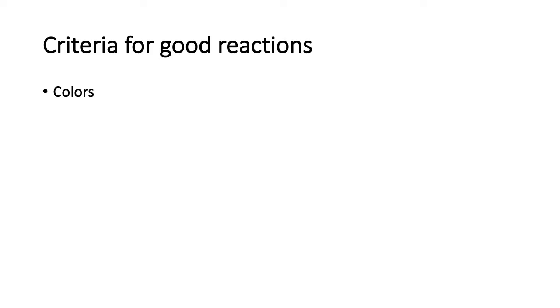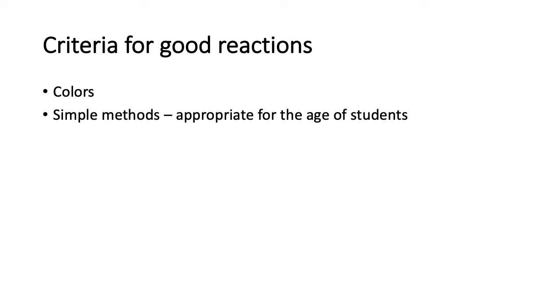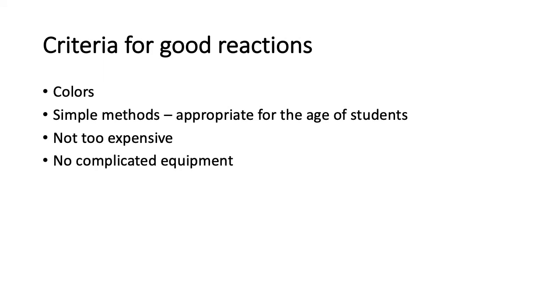Obviously, they have to have colors, and the methods are going to be simple, or simple enough for the age of the student. So that's A-level students for outreach, first year chemistry, foundation year chemistry. They can't be too expensive. The chemicals can't be that expensive. Neither can the equipment. Can't be complicated or expensive equipment. Basically, it can just have to use stuff found in the teaching lab.